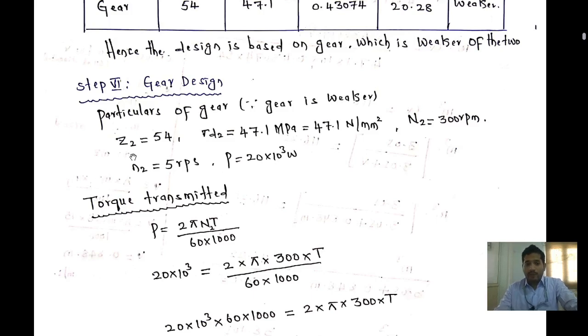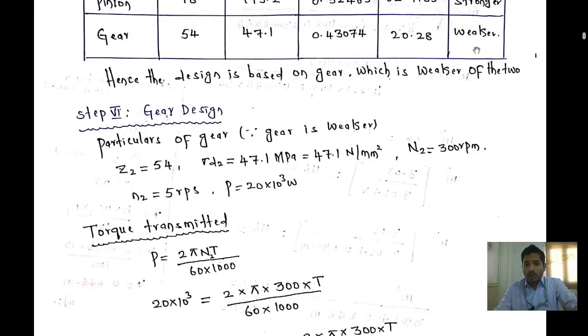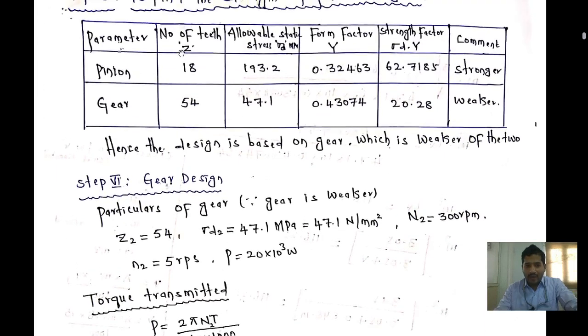Clear here? Because we need to design on the gear, we need to take the value of Z2. The number of teeth of the gear is 54. The allowable static stress of the gear, sigma d2, is 47.1 megapascal. If you want to convert, 1 megapascal is equal to 1 Newton per mm square, keep it as it is here. As well as N2, we already got the speed of the gear as 300 rpm, and the form factor value 0.43074 you have to represent here.